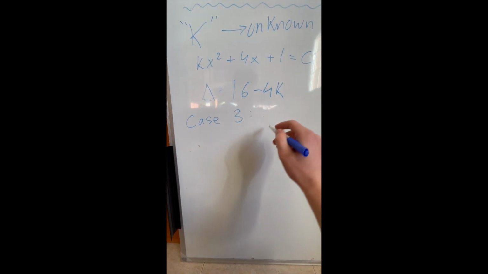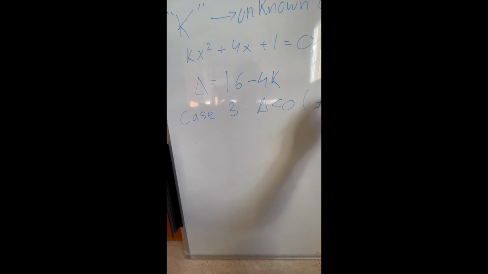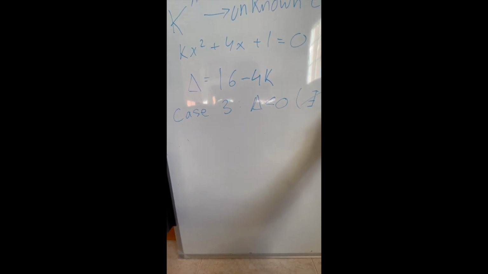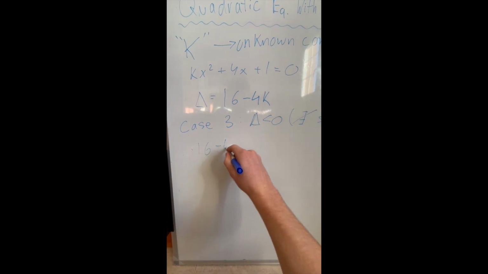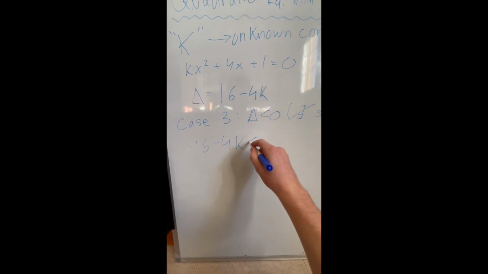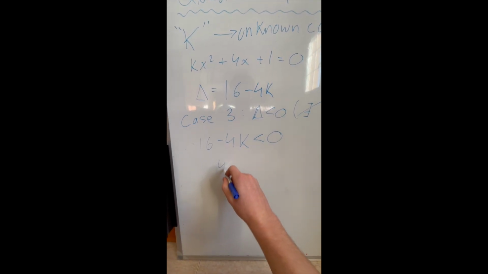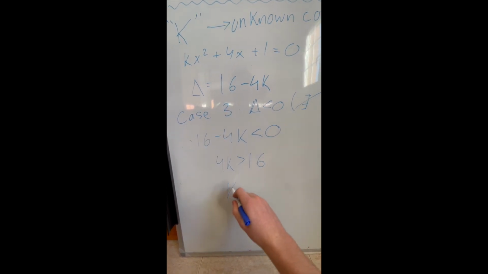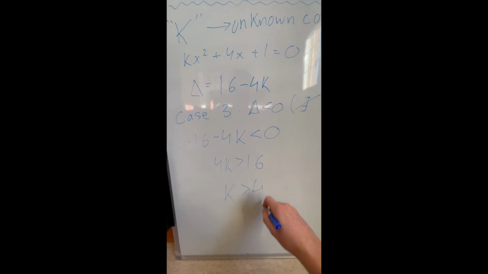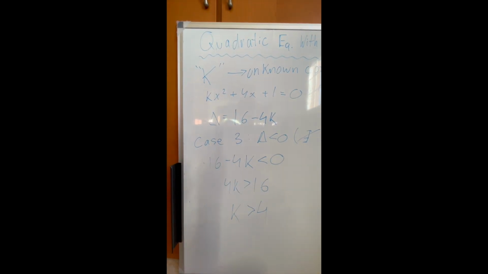And now for the final case. Case 3. Discriminant is smaller than 0. No solution. Simple. We do the same thing we've done in all the previous examples. 16 minus 4k smaller than 0. 4k is bigger than 16. k is bigger than 4. If k is bigger than 4, this equation has no solution.